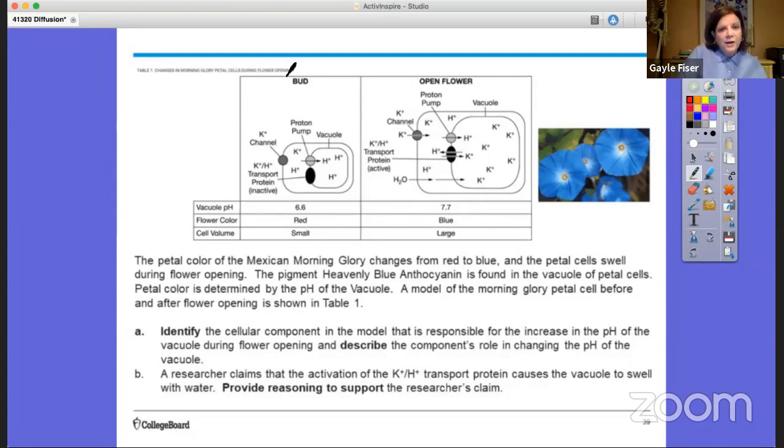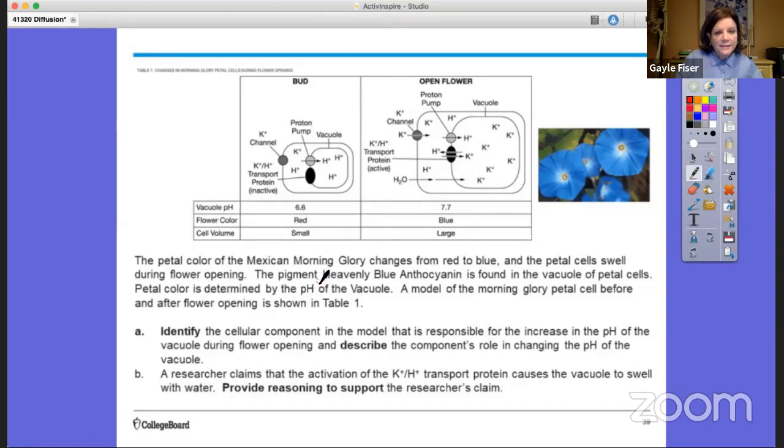All right, so what's going on inside the cell? The cells have a potassium channel, and that one has a potassium channel. They both have proton pumps. There's one, there's another. I can see something different here. The potassium hydrogen transport protein is active in the open flower, but it is not in the bud. Okay, and then we see water moving into the vacuole.